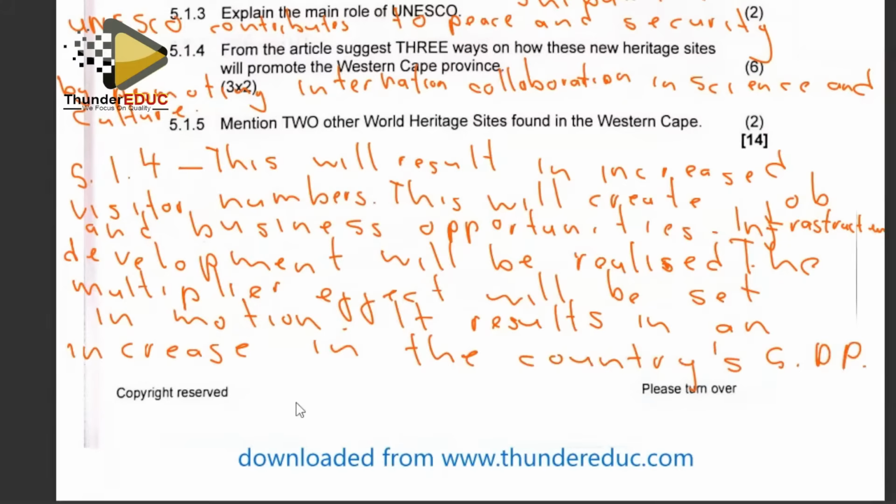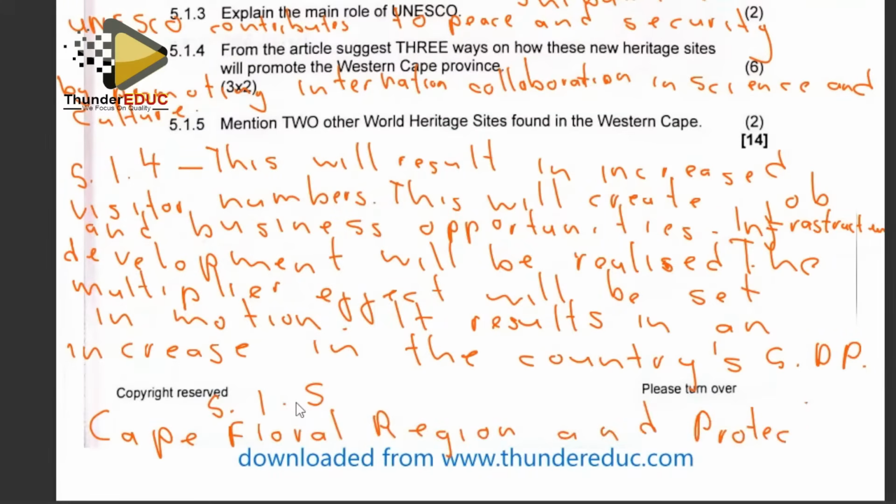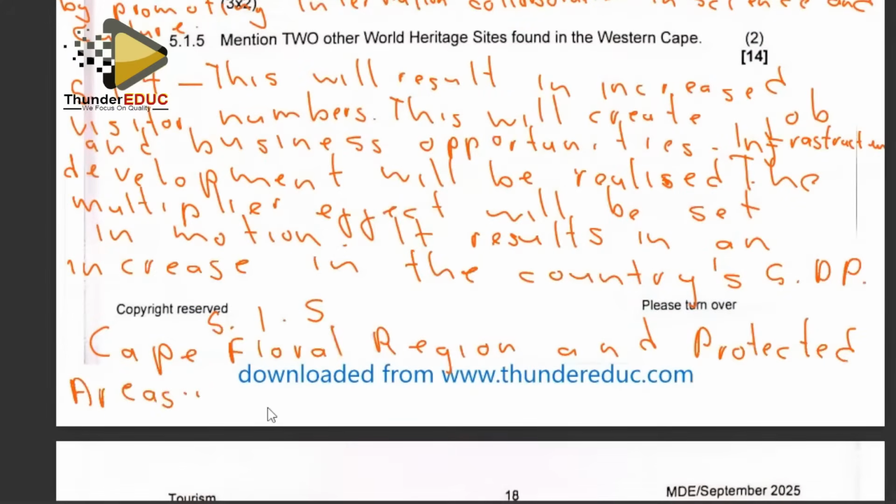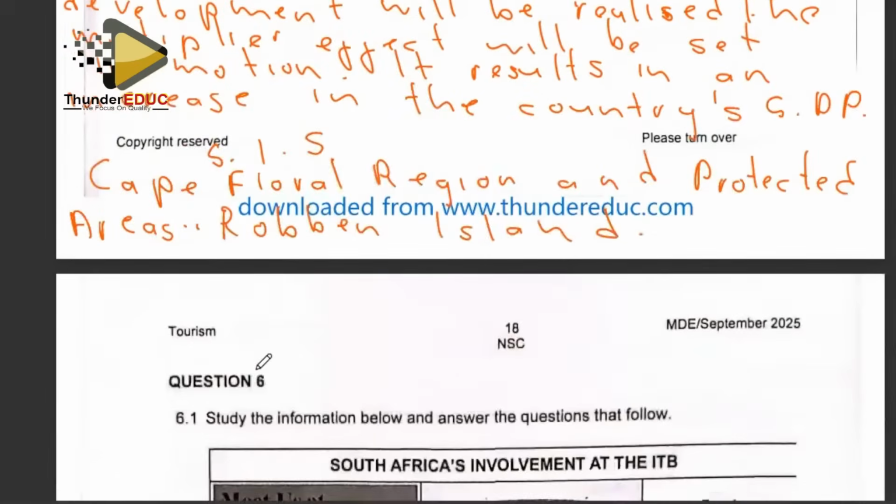Then 5.1.5, mention two other World Heritage sites found in the Western Cape. So we do have the Cape Floral region in protected areas. That is the first one. Then in addition to that, we also have Robben Island. Those are all World Heritage sites in the Western Cape.